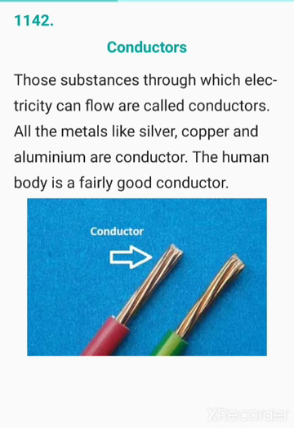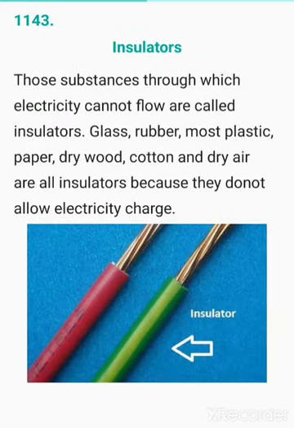Okay, now insulators. What are insulators? Basically, insulators are just the opposite of conductors. Insulators are those devices through which electricity can't flow, or these are those devices which do not allow electric current to pass through them. For example, glass, rubber, plastic, paper, dry wood, cotton, dry air are all examples of insulators.